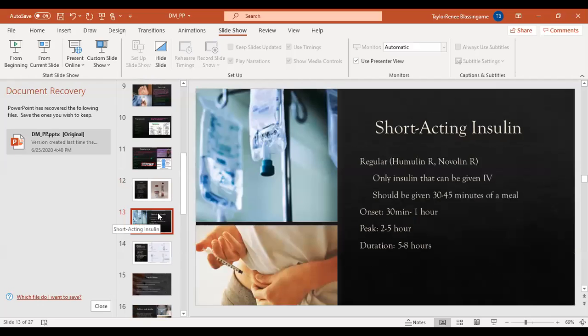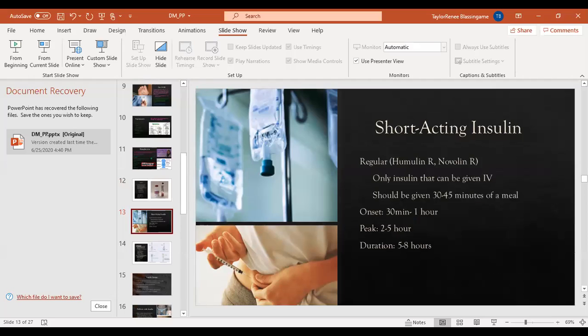All right, so then you have your short-acting insulin. This is regular insulin. This is the only insulin that can be given IV, and this will come up later. You should give this about 30 to 45 minutes before a meal. The onset is 30 minutes to an hour. Peak is 2 to 5 hours, and duration is 5 to 8.